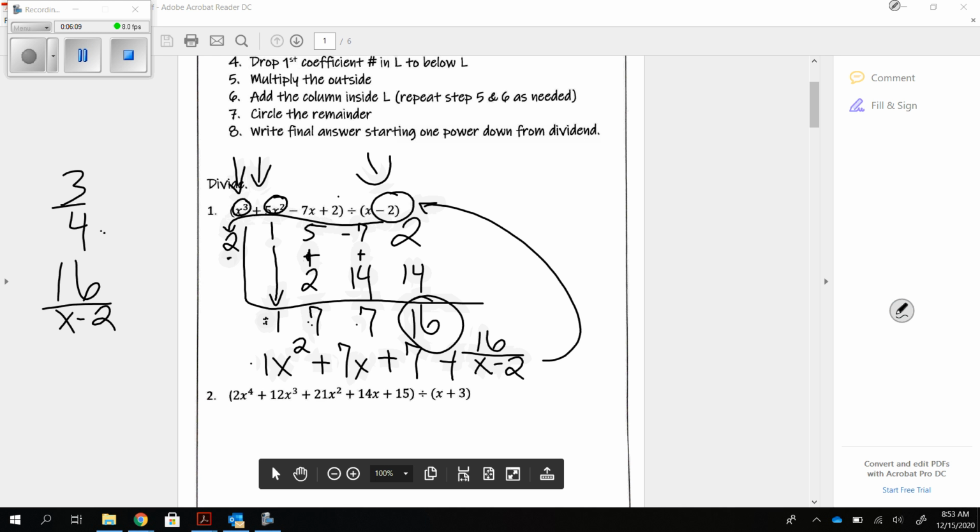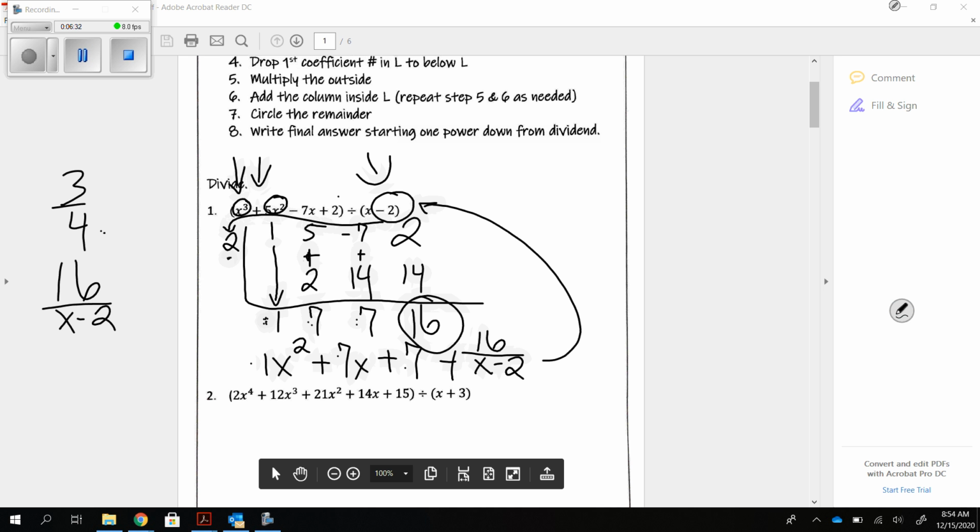Then this 7 comes down to be plus 7x. Then this 7 moves down to become plus 7. Once we get to the number, we know anything left over is the remainder, and this 16 is the remainder. So then we do plus 16 divided by x minus 2. And that is it for synthetic division. Like I said, it's not that hard. There's just a bunch of steps.